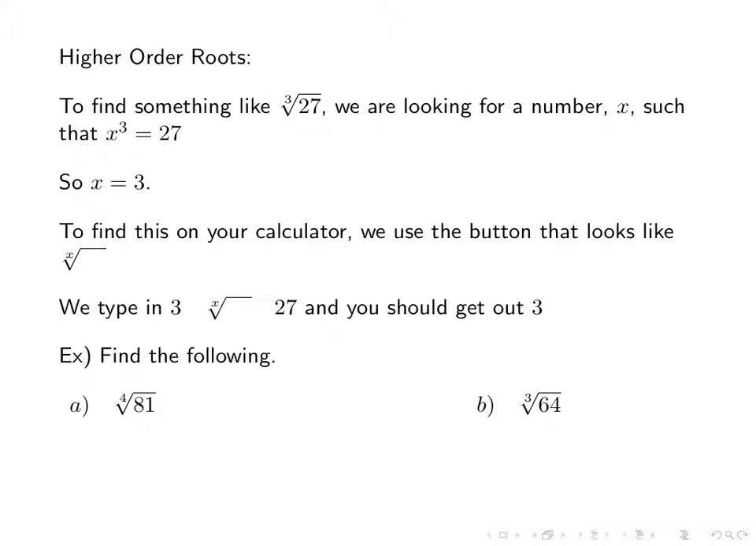So again, we can use this higher order root button on the calculator. So for A, you would be hitting the 4 first, then the x root button, and then the 81. And if you do that correctly, you should get out 3, because again, 3 times 3 times 3 times 3 is 81. If we do the same thing for B, hopefully you get out 4. So again, that's the same thing we have up here, except instead of the 27, you'll do 64. So that's how you do higher order roots in the calculator.